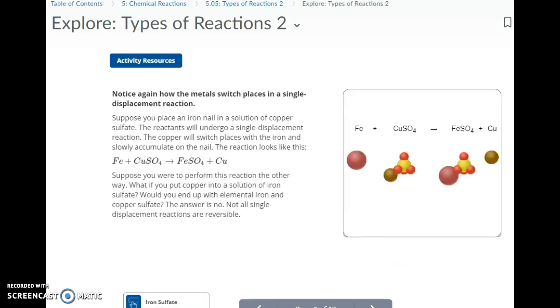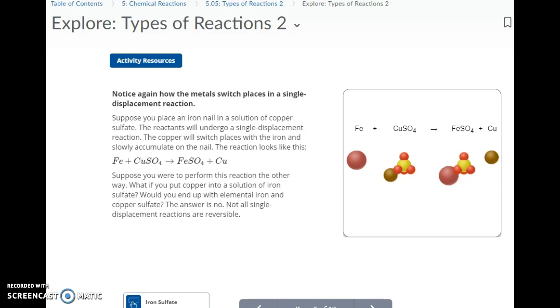Notice again how the metals switch places in a single displacement reaction. So if we have iron plus copper sulfate, now we have iron sulfate plus copper. Suppose you place an iron nail in a solution of copper sulfate. The reactants will undergo a single displacement reaction. The copper will switch places with the iron and slowly accumulate on the nail. The reaction looks like this. Iron plus copper sulfate yields iron sulfate plus copper.